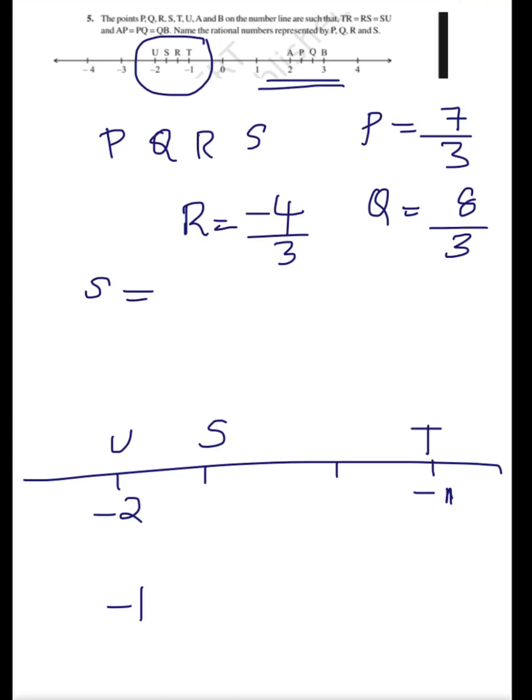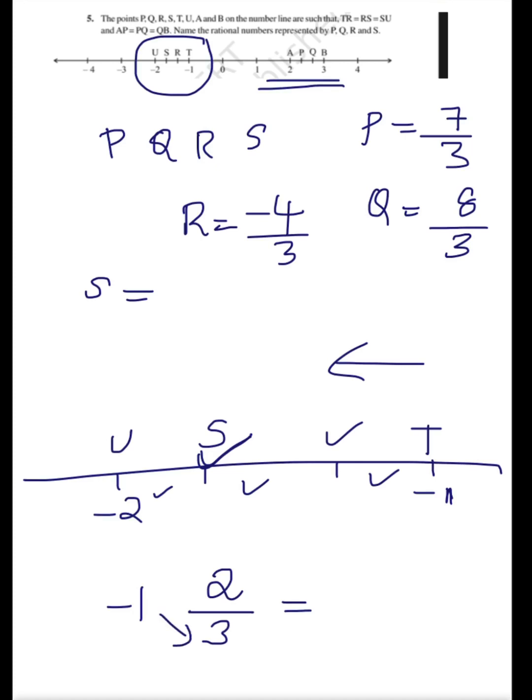Now S means what? You need to write the denominator as well as the numerator. For writing the denominator, you need to identify the number of divisions between -1 and -2. It's 1, 2, 3. So 3 will come here. Now what about the numerator? S means what? It's the first one, second one. It's the second division. So 2 by 3. From -1 you have to count in this direction. So our answer will be -1, 2 by 3.